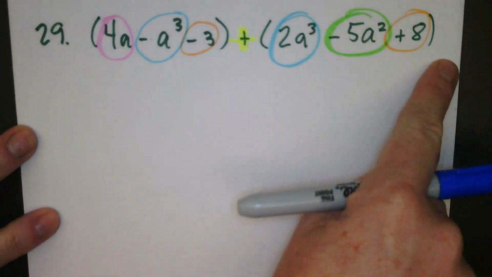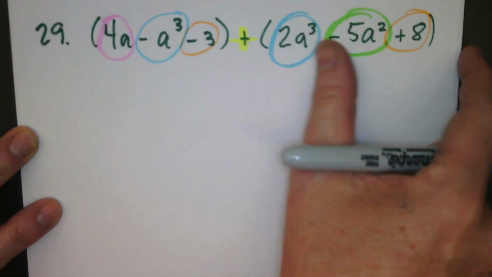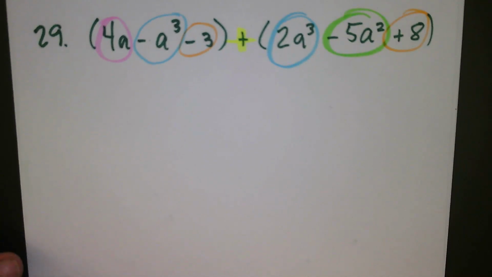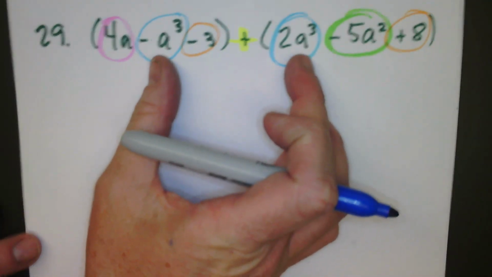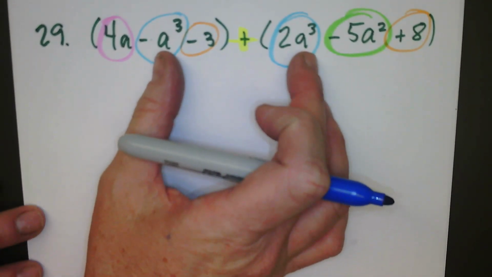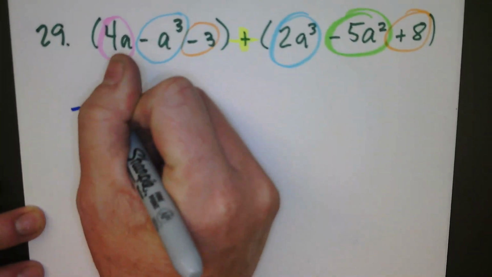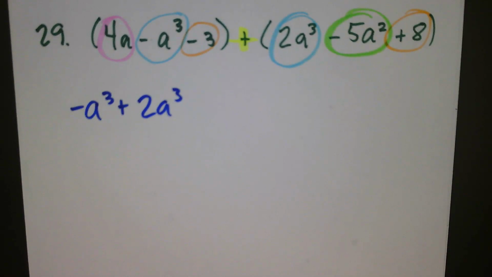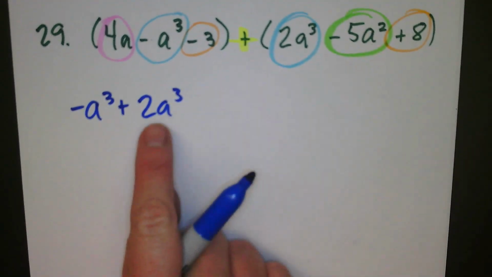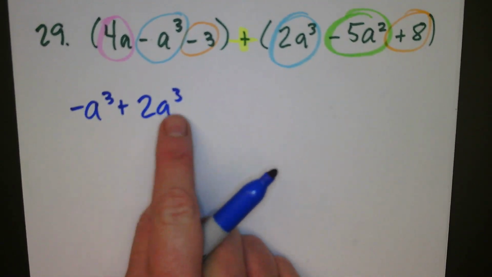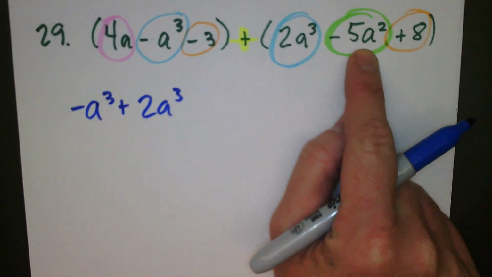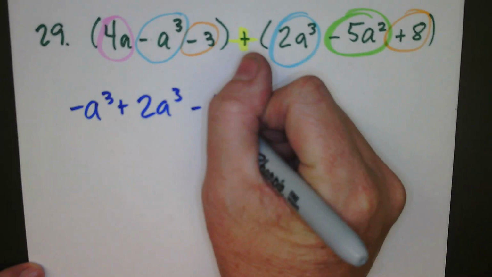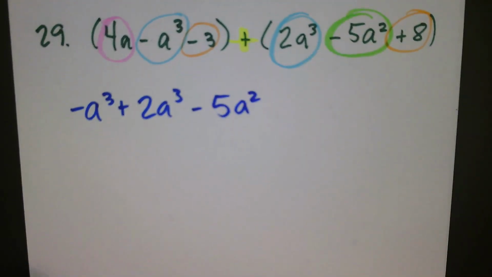Because it's adding, I can actually just take these out of the parentheses and group them as I need to. I'm going to go ahead and try to group them in the correct order. So the a to the third terms will come first. I've got -a cubed plus 2a cubed. My next term is going to be the a squared, so I'll have my -5a squared.